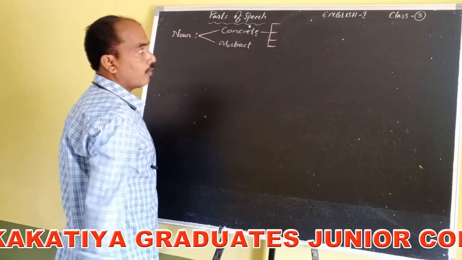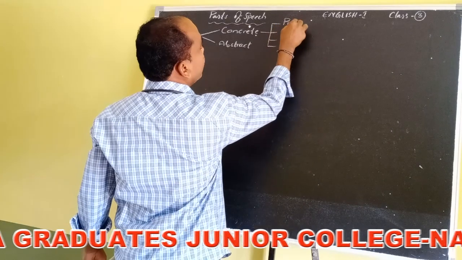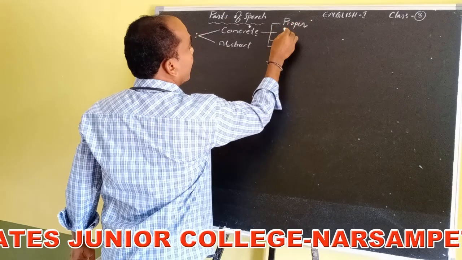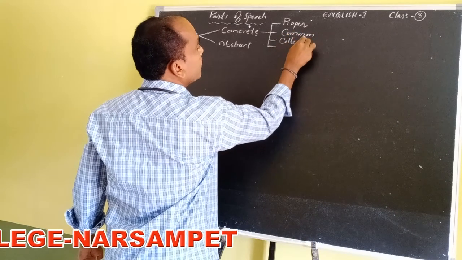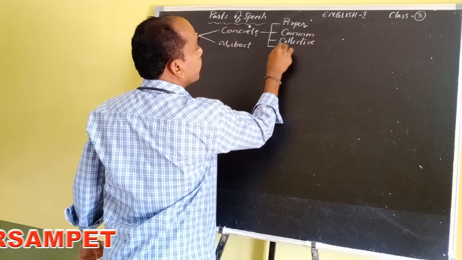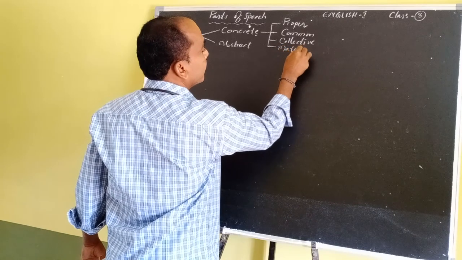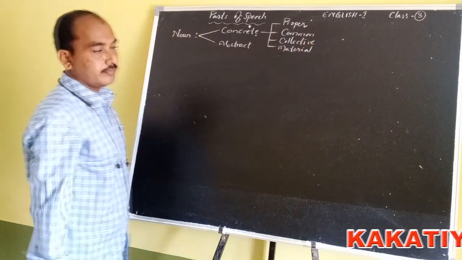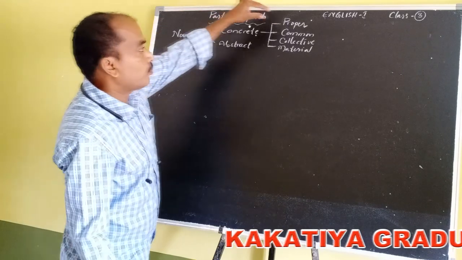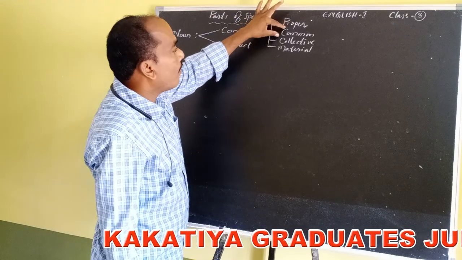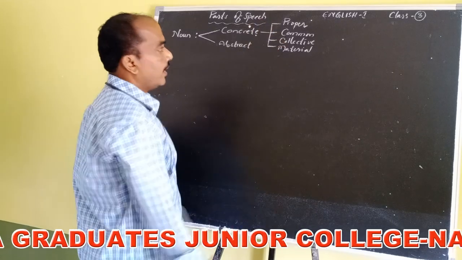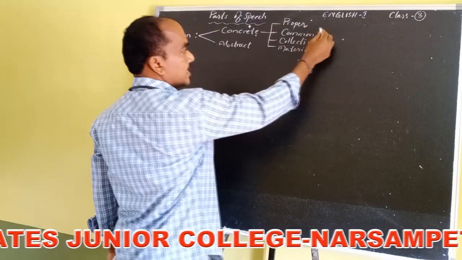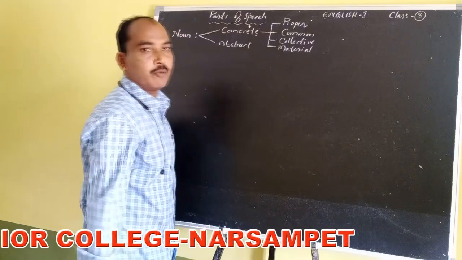How many? Four. What are they? Proper noun, common noun, collective noun, and material noun. I explained proper noun, common noun, collective noun, material noun. Okay, you know all these: what is proper, what is common, what is collective noun and what is material noun.